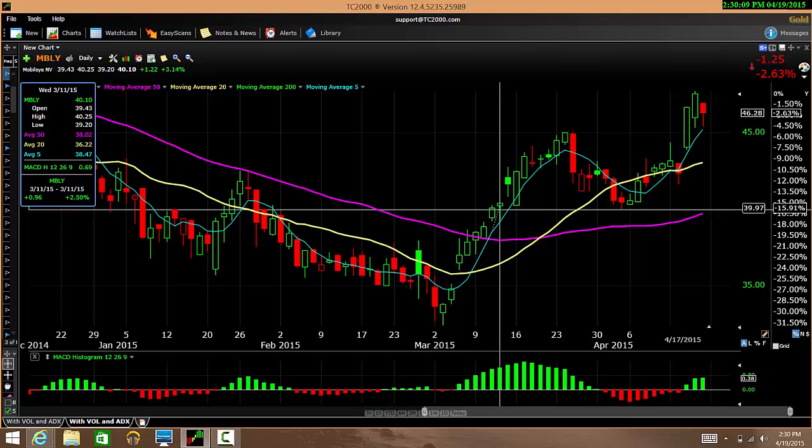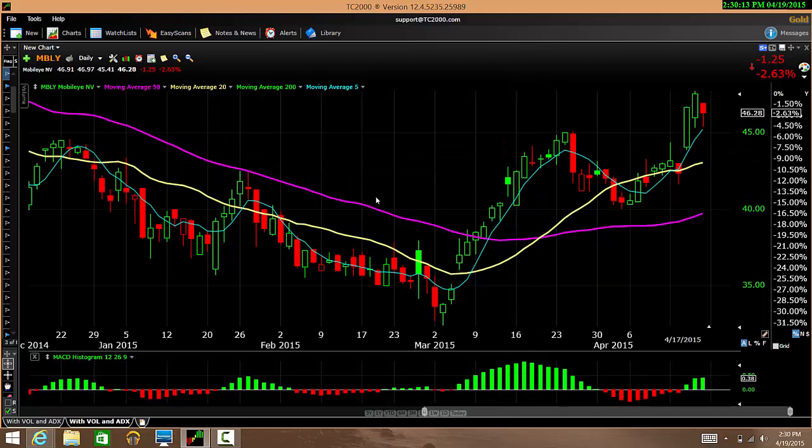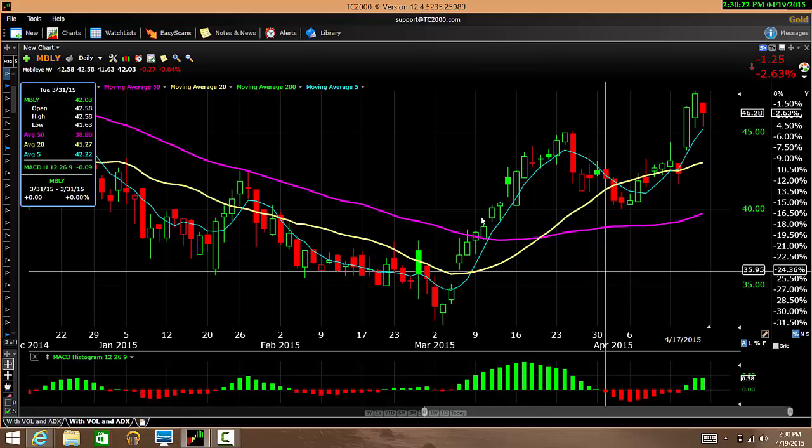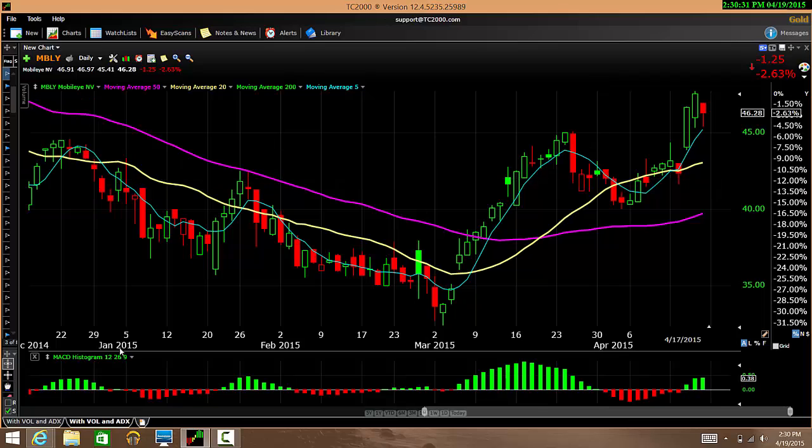And again, you get a nice little move here, around a $4 or $5 move, until it breaks the 5-day moving average. So you can sell here, or wait for the MACD to give you a sell signal, which comes out around 42-ish or so.